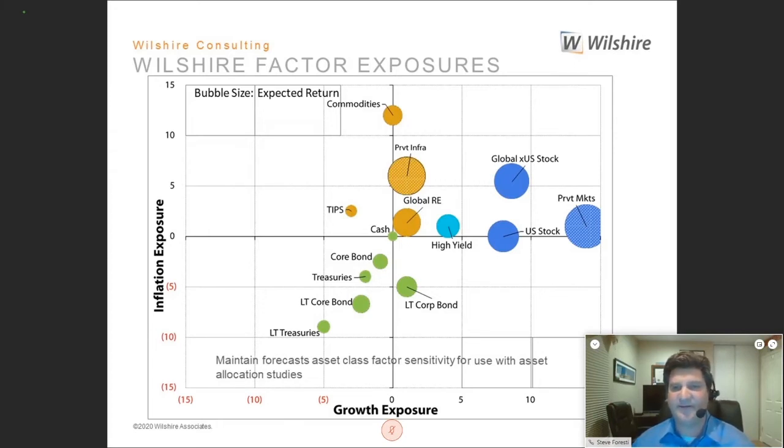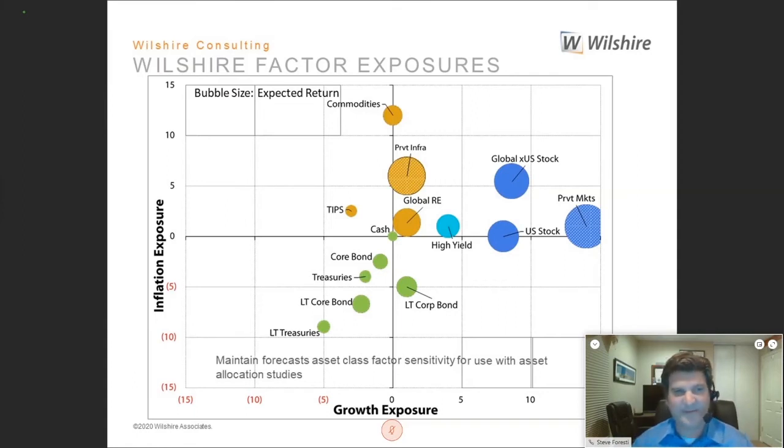The 2 that I want to focus on are the economic factors. And that's the horizontal, or the x-axis, which is growth. The bubbles or asset classes to the far right would be those that have a positive sensitivity to growth. As growth is accelerating, those are the asset classes we think do really well. As growth decelerates, those are the asset classes that really suffer, and vice versa as you move to the left.